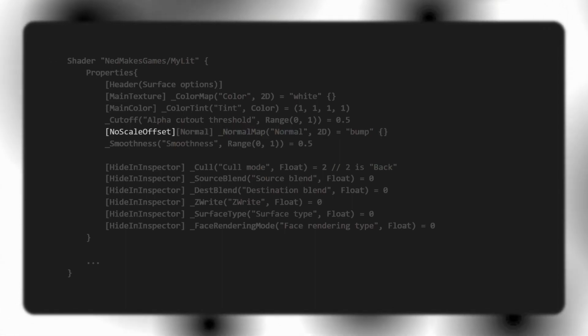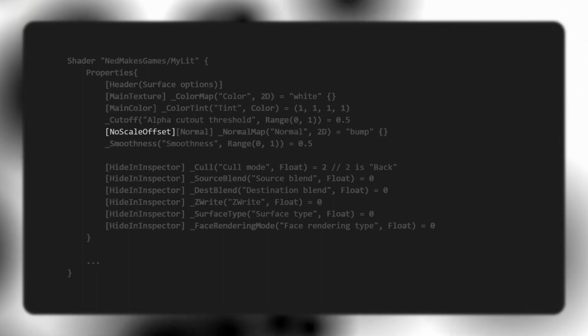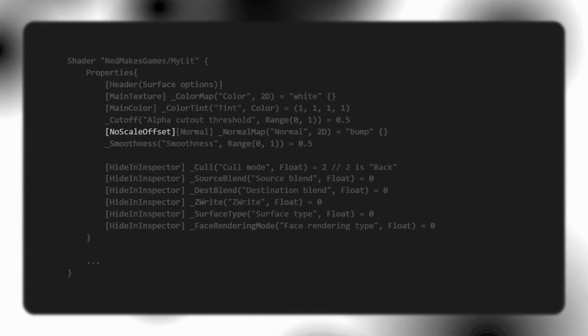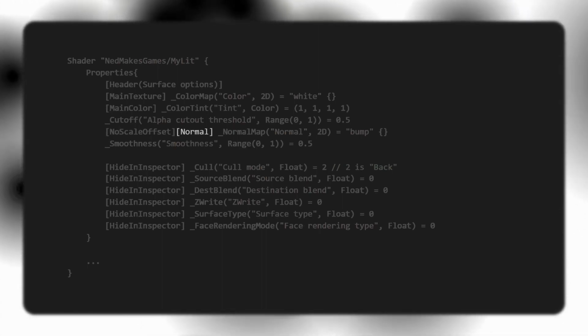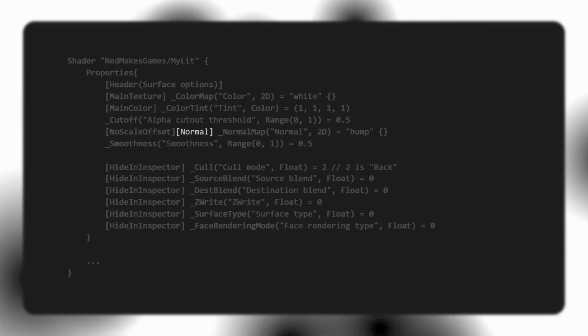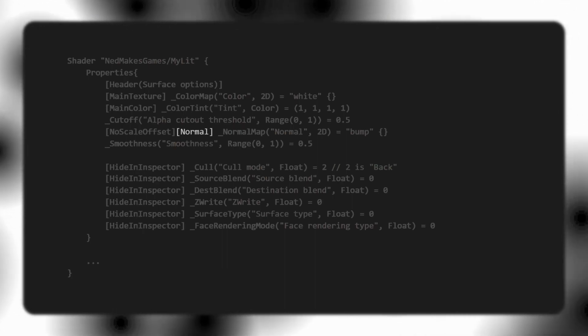First, the no-scale offset attribute hides the tiling fields in the inspector. This is preferable because the normal map should match the color map. Second, this normal attribute prompts Unity to check that any texture placed inside is correctly encoded.